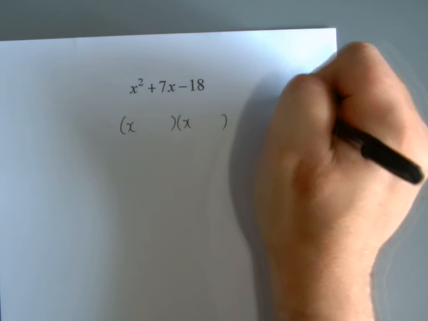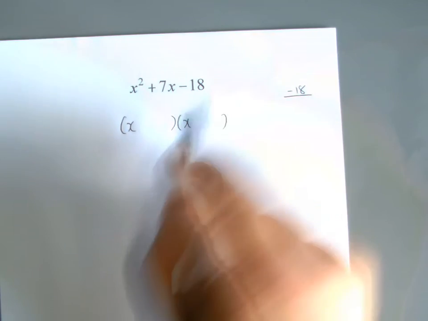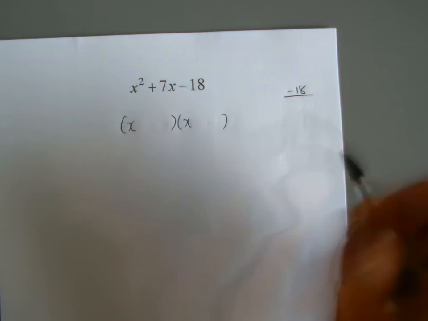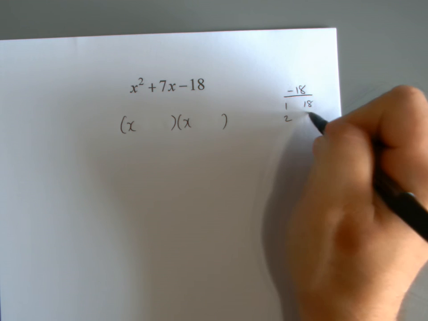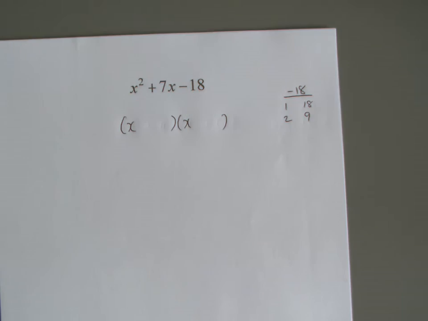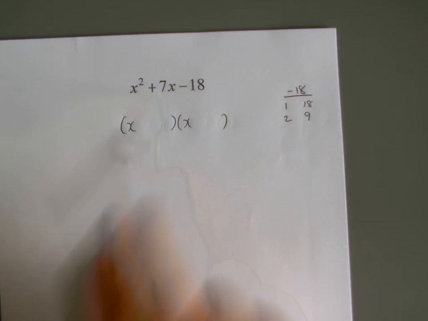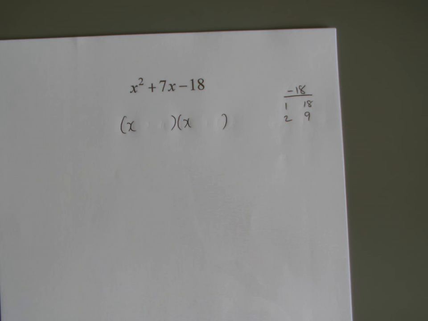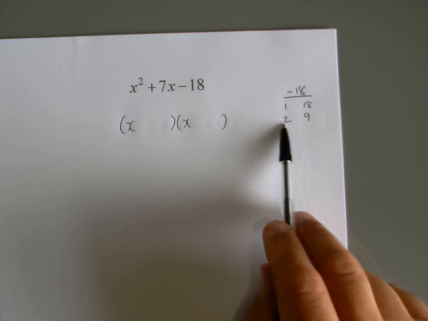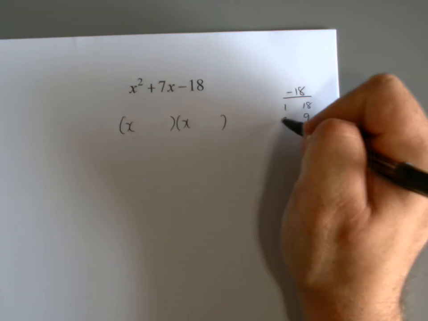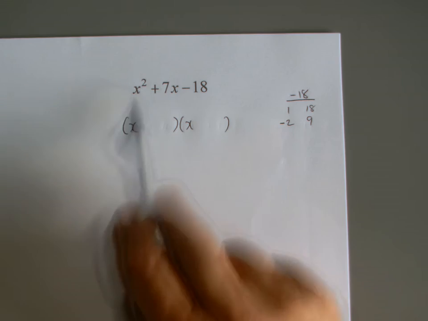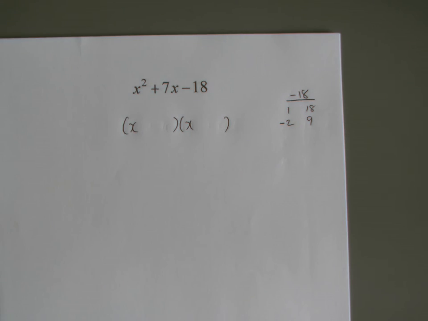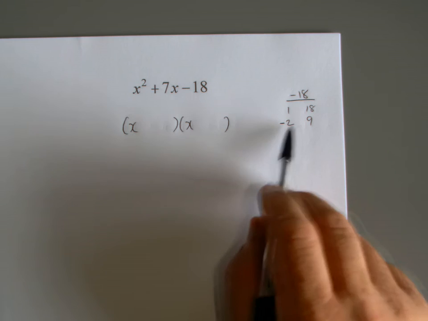This time I needed to multiply to give negative 18, because that's the number I've got there. So pairs: 1 and 18, that's no good. 2 and 9, 2 times 9 is 18, that works, doesn't it? I want it to add up to give 7, and it works if I make that a negative 2. Positive 9 take away 2 gives me positive 7. So that will work for me.